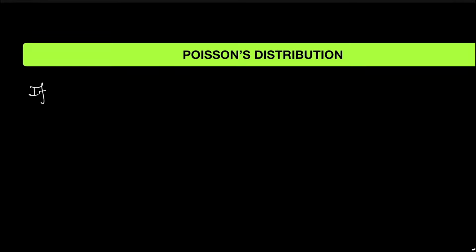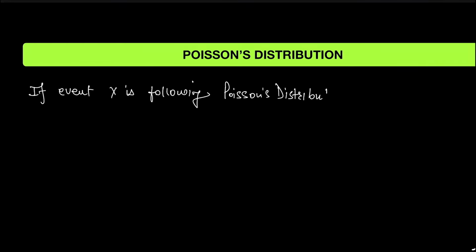If an event X is following Poisson distribution, then this is the way we write that. X follows Poisson distribution with parameter lambda. This is lambda, it is read as lambda.